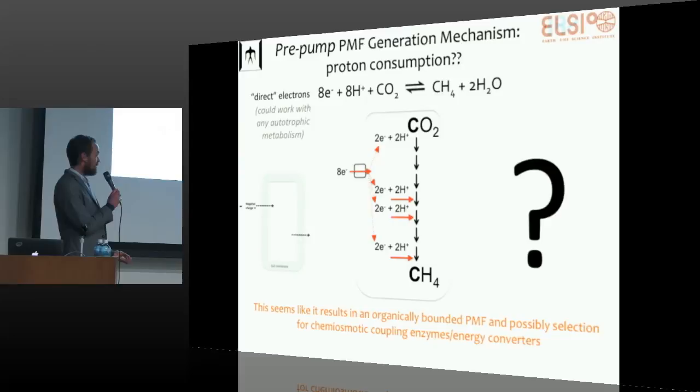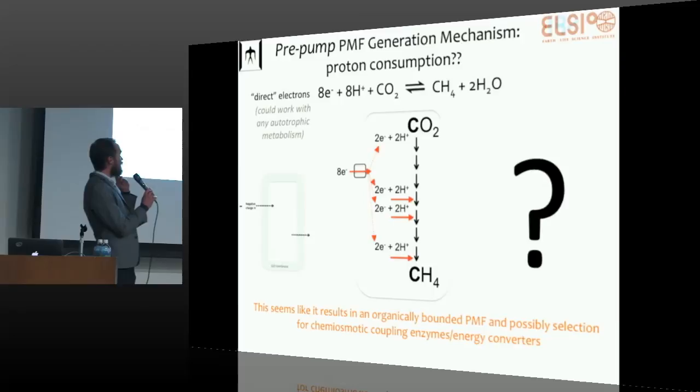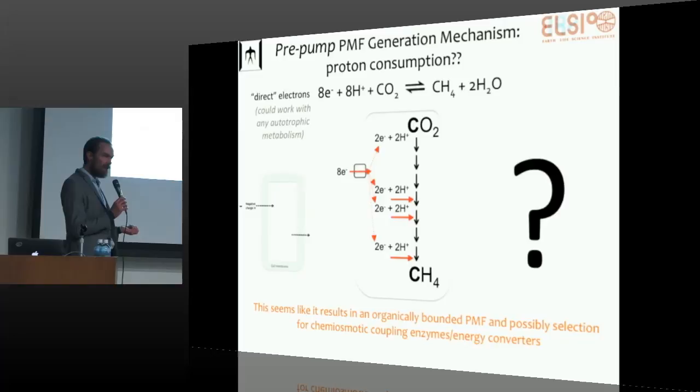Would it be possible to run a methanogenic cell in the way of having direct electrons enter into the cell and in that way generate a chemiosmotic potential by virtue simply of proton consumption? So anytime you reduce CO2, it requires hydrogen to do that in the form of protons, and that might be a way of inputting a negative charge into the cell and generating a chemiosmotic potential. And what I'm trying to get at here is to imagine a selection pressure that might have resulted in the emergence of these pumps at some point in biological history.